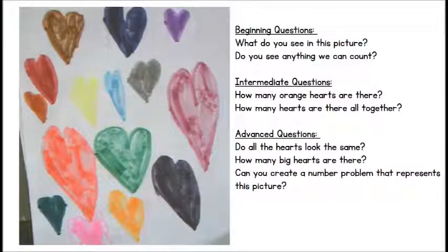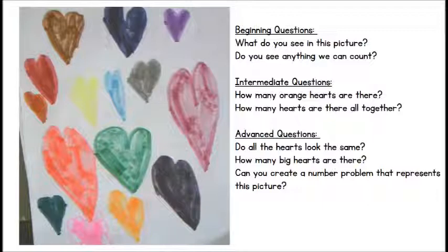The second math talk picture I'd like to use as an example is a drawing I received from a student. I would start this math talk off by having some beginning questions such as, what do you see in this picture? Do you see anything that we can count? And again, those questions would be followed up with intermediate questions like, how many orange hearts are there? How many hearts are there altogether?